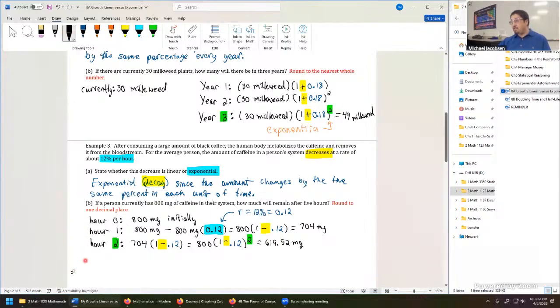And likewise down here, if we want hour 5, let's put down a big conclusion. Therefore, hour 5, we take the initial amount, 800 milligrams, take 1 minus, because this is a decay model this time, put in the percentage, 0.12. And at hour 5, we just raise this to the 5th power. That's going to give us the answer in essentially one step.